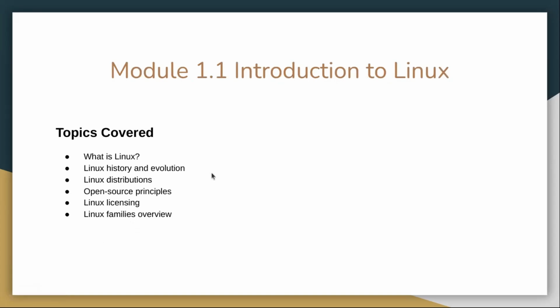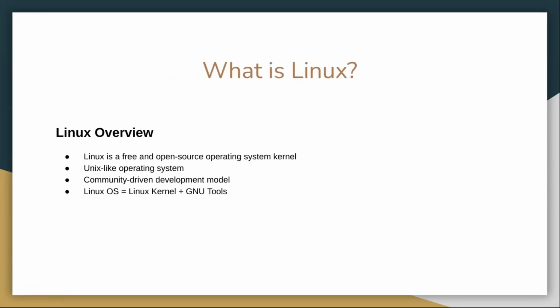So, what is Linux? The Linux overview. Linux is a free and open source operating system kernel. It is derived from the Unix-like operating system. Linux is a community-driven development model. And the fourth point is that a Linux OS is a combination of the Linux kernel plus GNU tools.